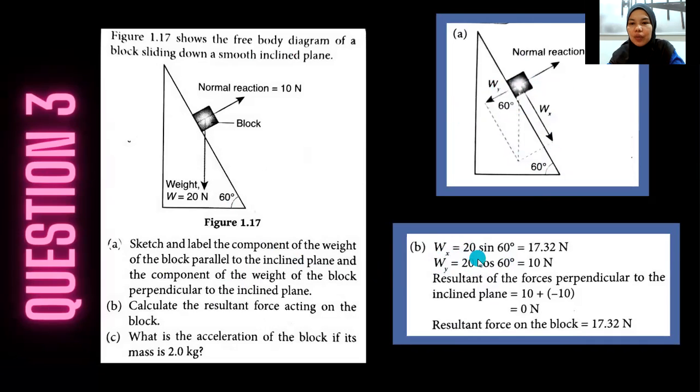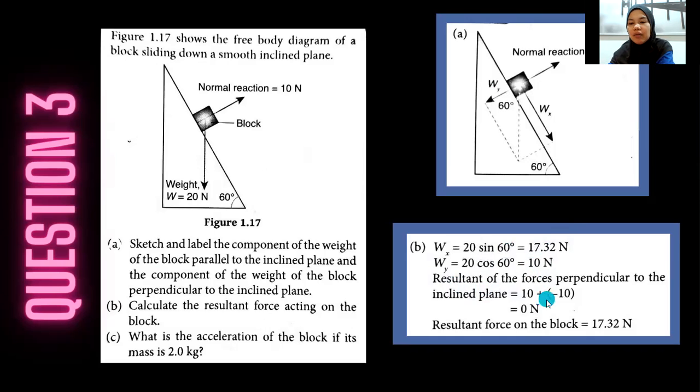Wx is equal to 20 sin 60. The question already states that weight W is equal to 20, so W sin 60 is equal to 17.32. Make sure you use 2 decimal places. Please don't leave your answer at only 1 decimal place. Please use 2 or 3. Normally for this question we accept 2 or 3 decimal places. 1 decimal place is considered a wrong answer. Wy is equal to 20 cos 60, which is equal to 10 Newton.